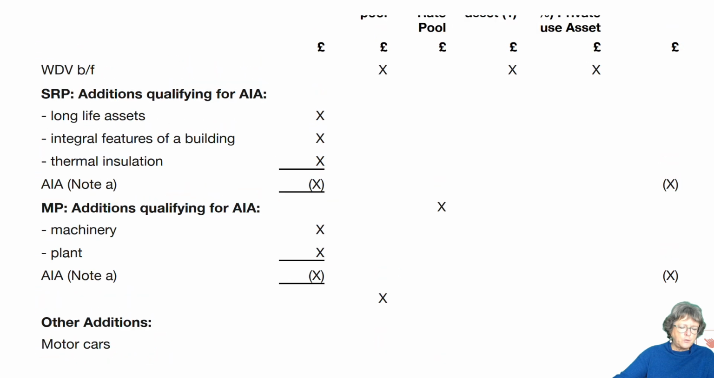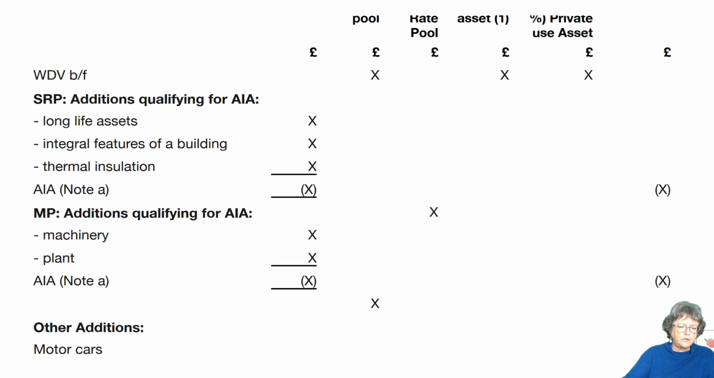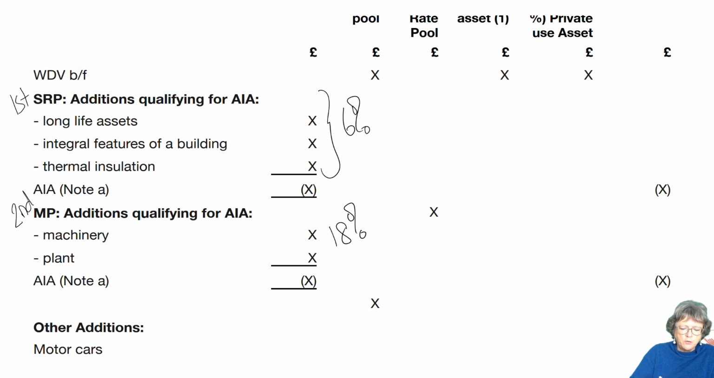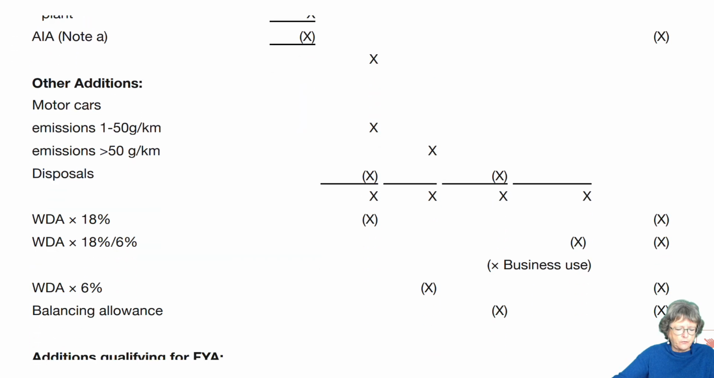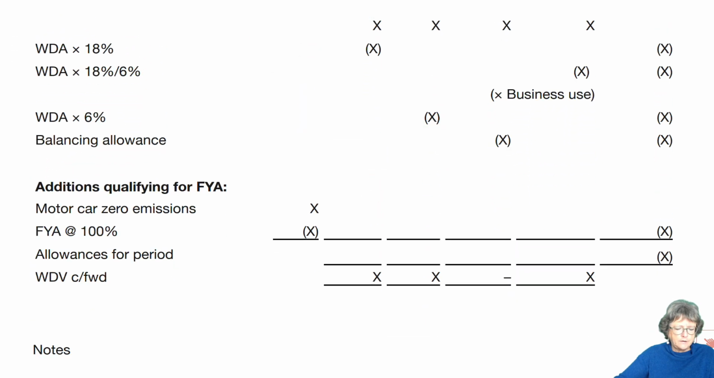And note that we've done special rate pool additions first, and then the main pool additions. The reason is the special rate pool is only entitled to 6% if it's in excess, and the main pool is entitled to 18%, which is more. So if we have a mixture of assets, we prefer to use the AIA against the ones that will get the least writing down allowance afterwards. Then the cars with the emissions, any disposals, all the writing down allowances, and then the first year allowance.